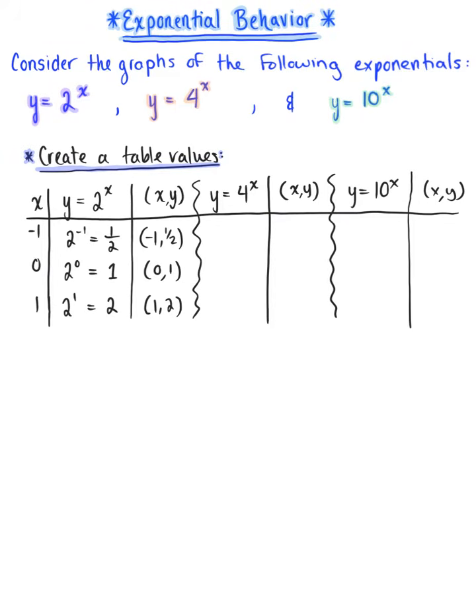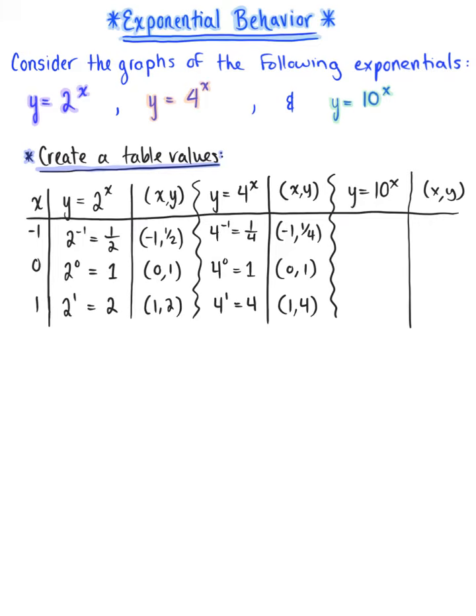Moving on to our second exponential function, when x equals -1, we have 4 to the -1, or 1/4. So the corresponding ordered pair here is -1, 1/4. When x equals 0, we have 4 to the 0, which is 1. So again, we have that ordered pair 0, 1. And when x equals 1, we have 4 to the first power, or just 4.